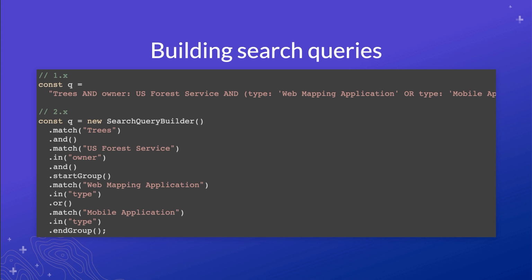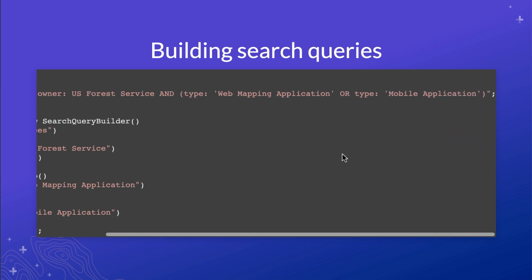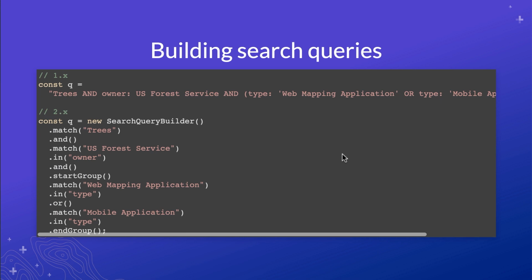So this is an example of creating a search query using the new builder class. In standard queries, you would need to construct the query as a long string, as you can see in the 1.x version here at the top. In version 2, you can build up a query using a set of helper functions. This is especially useful for complex queries or ones that require a lot of conditionalization.